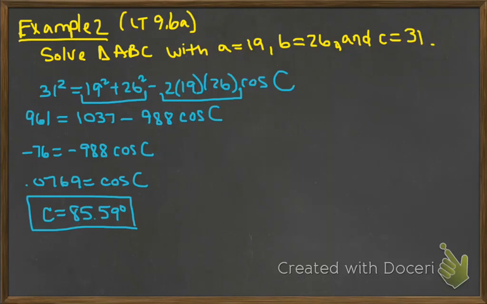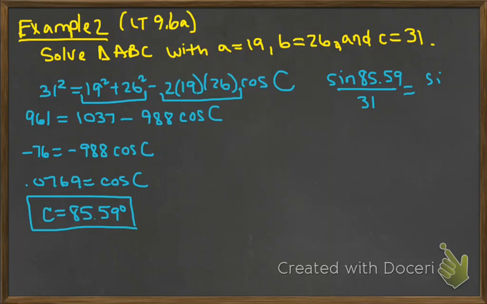So now once I've used that law of cosines, I now need to switch over and start using the law of sines. So because I know angle C, I'm going to use that in my law of sines. So the sine of 85.59 over, that was angle C, so over side C of 31 equals, and now like I said, I want us to work the biggest angle to the smallest. So that means the next one I want to find is B.